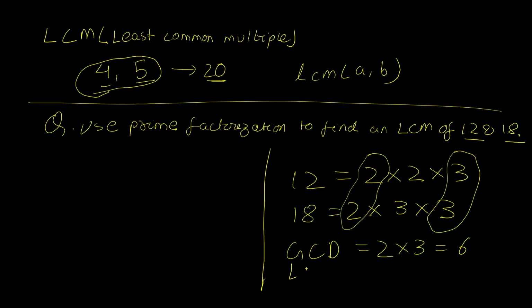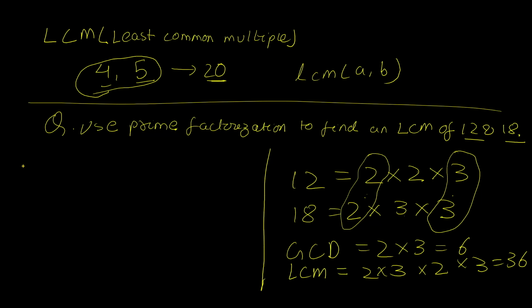Then we would say the LCM, or the least common multiple, is the common things taken once and everything else. So that would be 2 times 3. I took this 2 and this 3. And there is a 2 and 3 again, so I need to take this 2 and this 3. And that would give me 36.